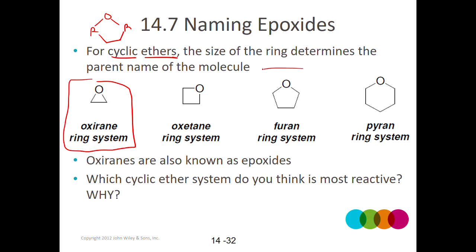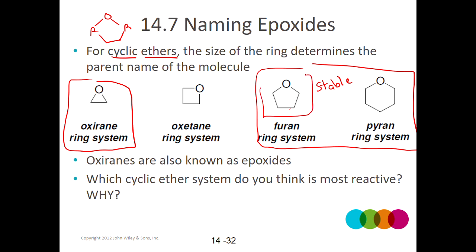And these two especially are quite stable. They don't have much ring strain. They don't have much torsional strain. So they're not really as useful synthetically. These are mostly used as solvents, especially the furan, the tetrahydrofuran.